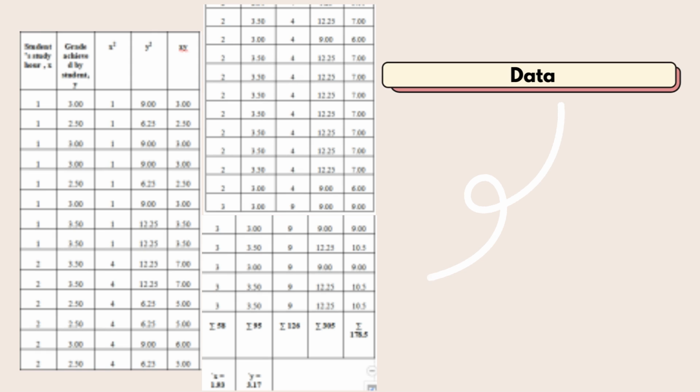Hi, I'm Li Jing. I will introduce scatter plots. A scatter plot is a graph of the ordered pairs x and y of numbers consisting of the independent variable x and the dependent variable y. This is data on the relationship between student study hours and the grades achieved. x represents the student study hours, the independent variable. y represents grades achieved, the dependent variable. This is the table below.